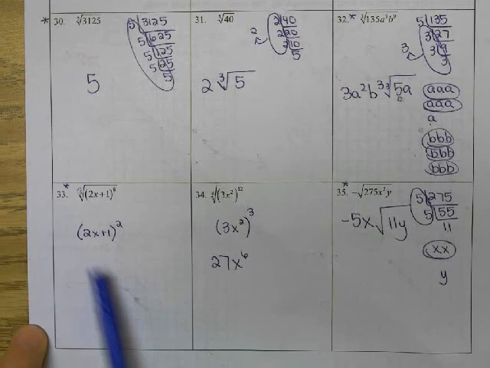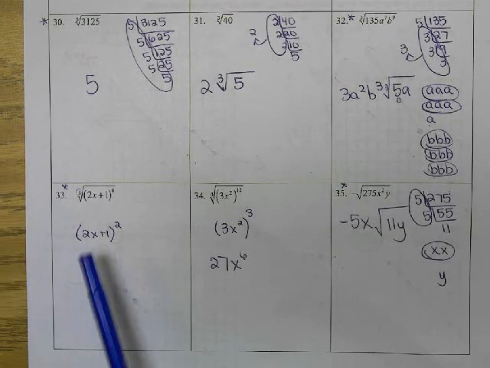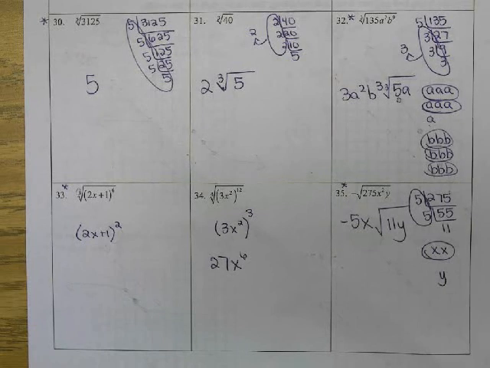Okay? Same thing with 33. If you want to FOIL that out, you can. However, leaving it like that is a perfectly acceptable answer. All right, that is your review.